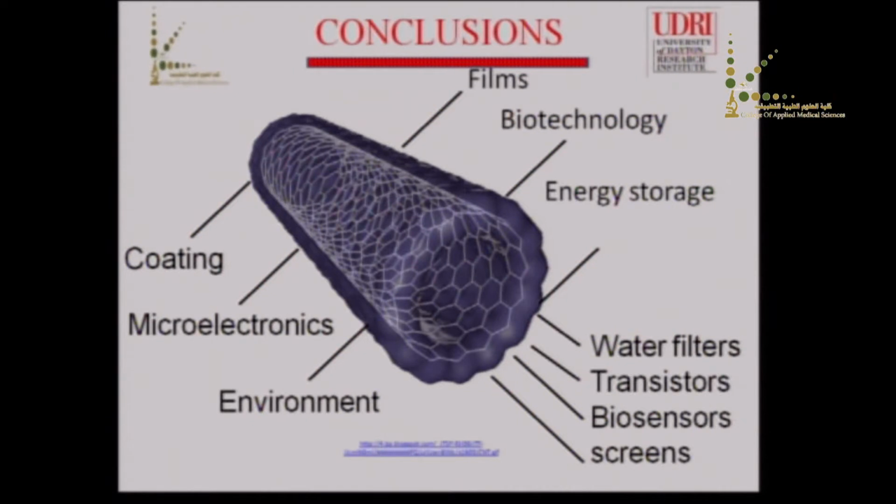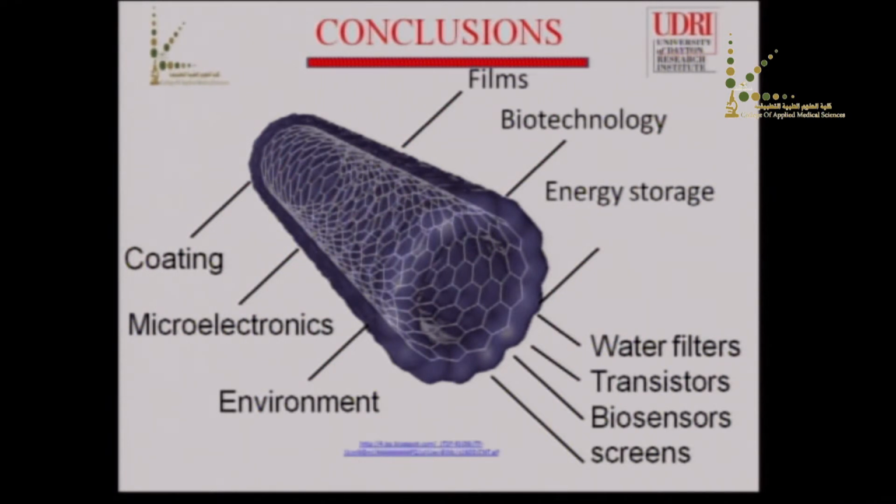My conclusion: carbon nanotube has different uses. We can use it as a film, in biotechnology. We are here in energy storage. Also, we can use it for coating. We proved that by using band polymer. Also microelectronics. We have a good speaker today about it. The carbon system is also not toxic and is friendly to the environment. Also, we can use it for filters.